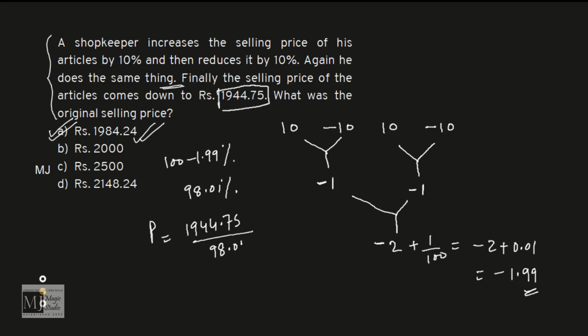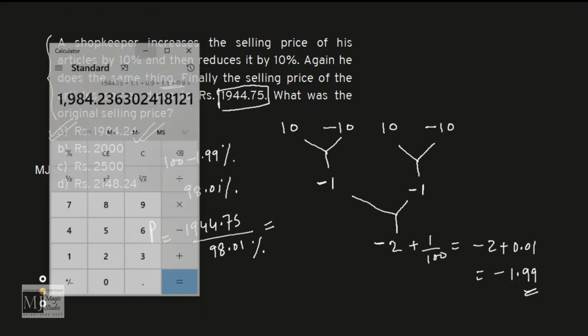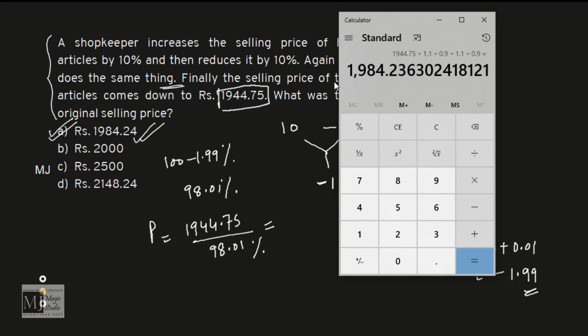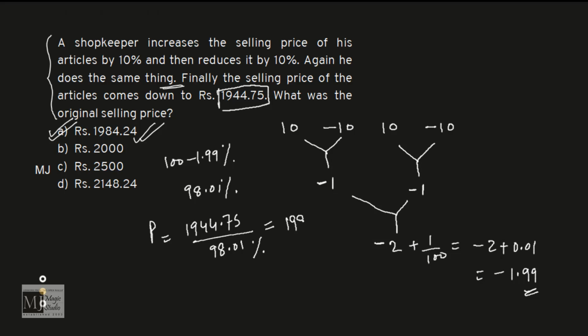So what would be the original price? 1944.75 divided by 98.01%. Now calculate it, and you will end up with a tedious calculation. Let's do this again with the help of the calculator. Yes, 1944.75 divided by 0.9801 is 1984.24.